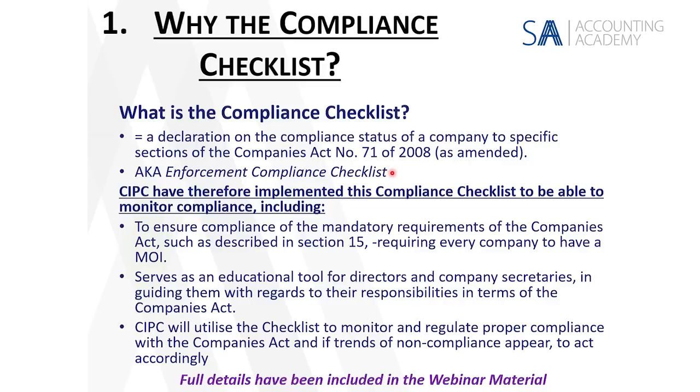So they've given us this checklist, and they are able to monitor compliance by doing what? They want to ensure compliance to the mandatory requirements of the Companies Act. They've decided what those mandatory requirements are, and those are the 28 sections. One of them, for instance, is in section 15, requiring that every company must have an MOI. So do they have an MOI, yes or no?